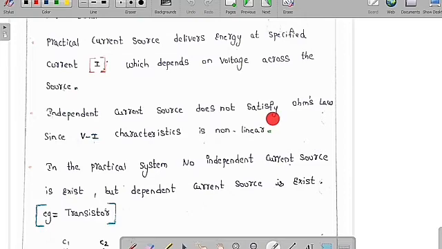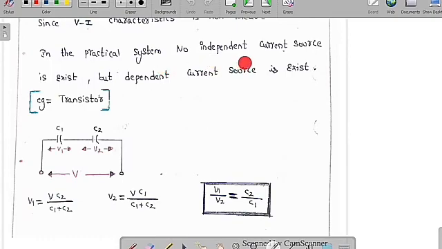An independent current source does not satisfy Ohm's law since the VI characteristic is nonlinear. Same as the ideal voltage source, because here also we get a straight line, but it is not passing through the origin. Because of that reason, it does not satisfy even Ohm's law. In the practical system, no independent current source exists, but a dependent current source does. Example, transistor. In the practical world, there is nothing like an independent current source. We can only get a dependent current source. The example is the transistor, because IC is equal to beta into IB. So clearly it is a current controlled current source. There is only a dependent current source, but nothing like an ideal current source.